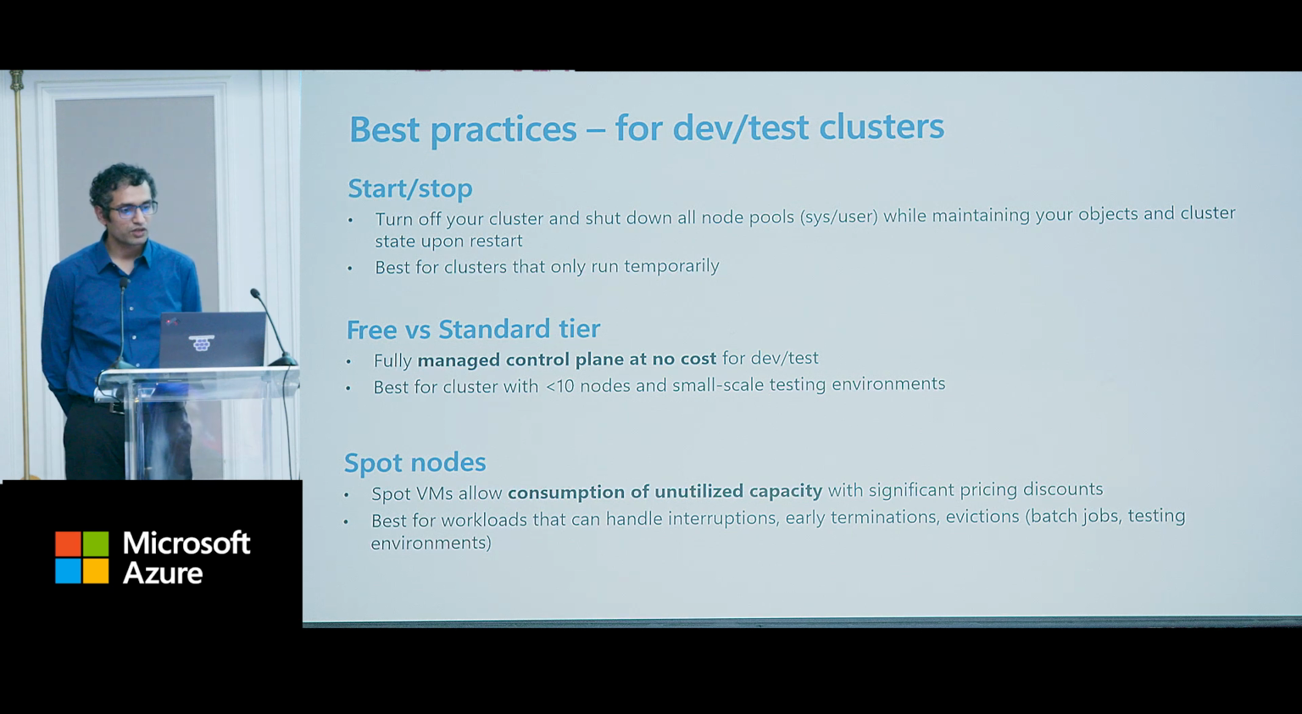Some best practices for dev test environments and clusters. Turning off clusters that need not run all the time helps conserve compute and save on prices. All the objects in cluster state will be maintained when the cluster starts again. AKS also, as you know, comes with a free tier offering where the control plane is fully managed and free of charge. This is great, especially for small cluster scenarios. And for production workloads, you can definitely upgrade to the standard tier, which provides an uptime SLA and guarantees up to 99.95% availability on the control plane.